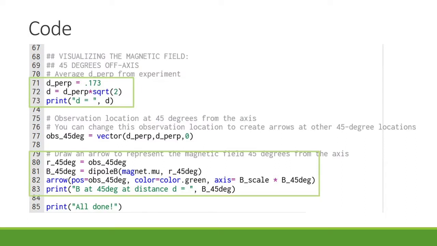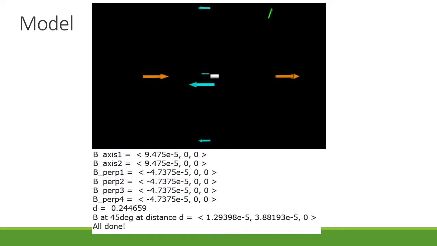This final portion of the code creates a magnetic field arrow for an observation location 45 degrees off axis. I used an experimental value in the magnetic field function. This is my computational model. The orange arrows are the on-axis magnetic fields, the blue arrows are the perpendicular magnetic fields, and the green arrow is the 45-degree magnetic field. The calculated magnetic fields are shown at the bottom.